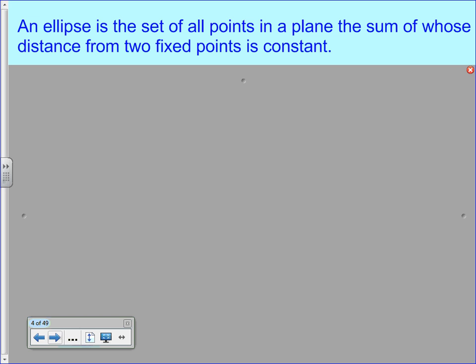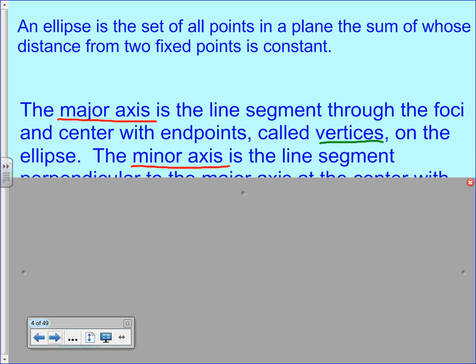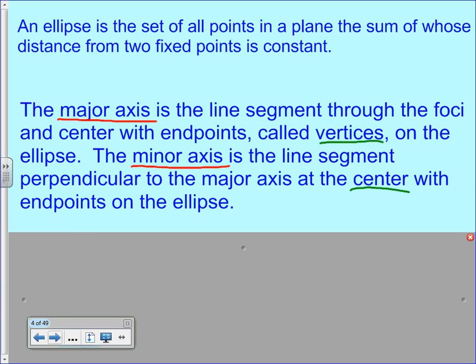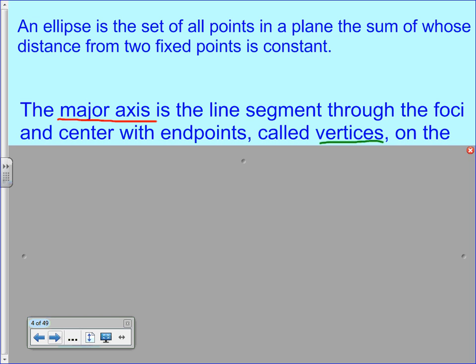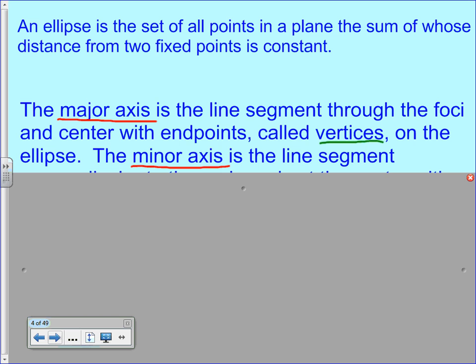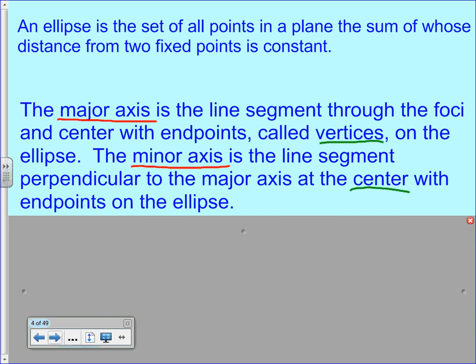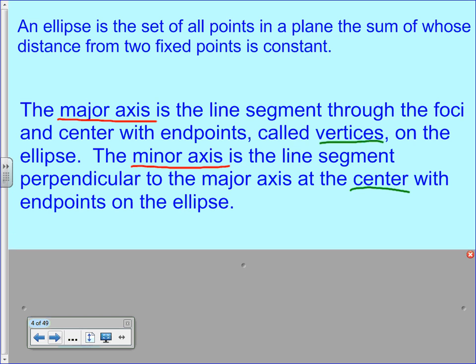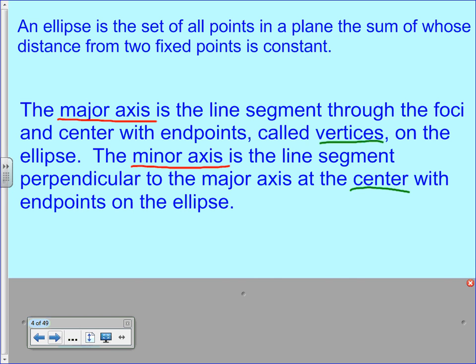So here is what those terms mean. The major axis is a line segment through the foci and center with endpoints called vertices on the ellipse. Let me read that again. The major axis is the line segment through the foci and center with endpoints called vertices on the ellipse. The minor axis is the line segment perpendicular to the major axis at the center with endpoints on the ellipse. So please write those two ideas about major axis and minor axis, and also vertices is there, and an ellipse also has a center, just like a circle has a center. So those vocabulary words are important.